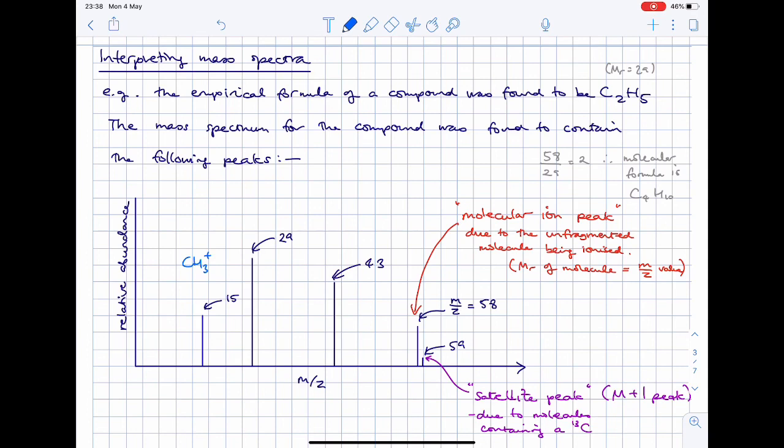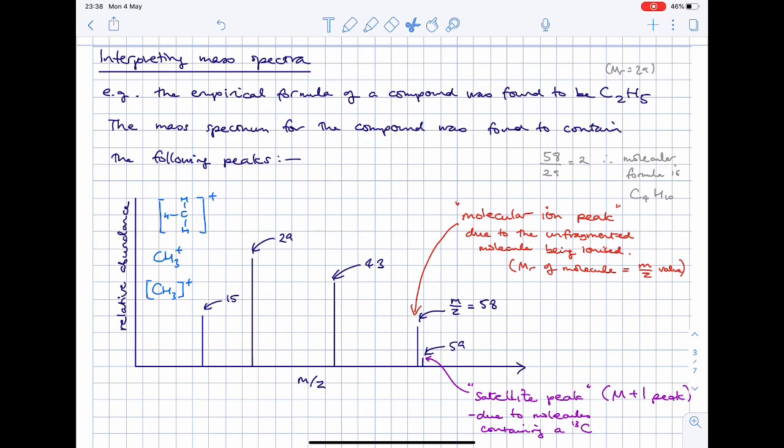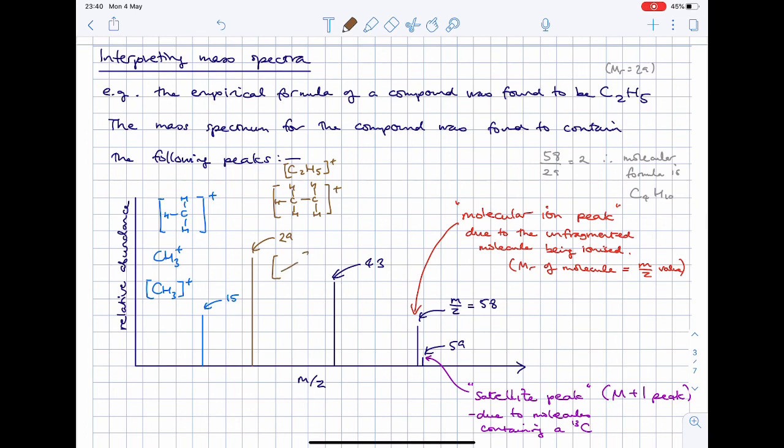The other way of drawing fragment ions is through display formulae, so if you do display formulae, you must draw the brackets as well, and then put the plus sign on the outside. So you can also draw fragment ions as this. So there are different ways of drawing those fragment ions, but in every case you must put the plus sign on the fragment ions. A possible fragment ion that forms an M over Z value of 29 could be this fragment ion, which can be written as this, you can write it in skeletal as well, but not for this ion.